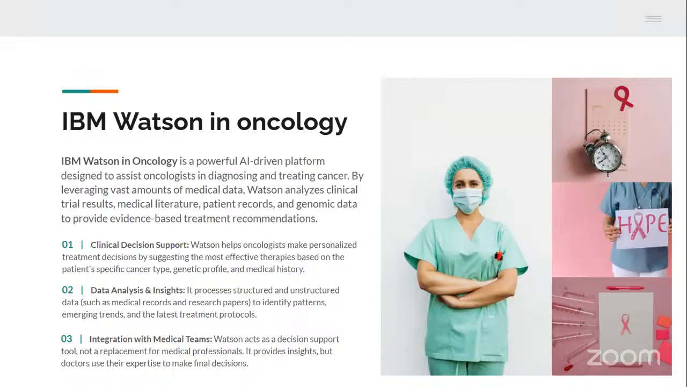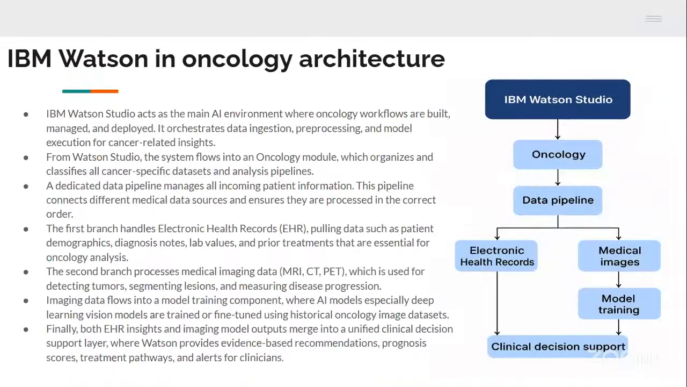So next slide. This is the architecture of the IBM Watson. IBM Watson acts as the main AI environment where the workflow is. First, Watson Studio flows into the oncology module, which has a large amount of data, both structured and unstructured, all cancer-specific data sets, and they have a separate dedicated pipeline that manages all the incoming patient information.